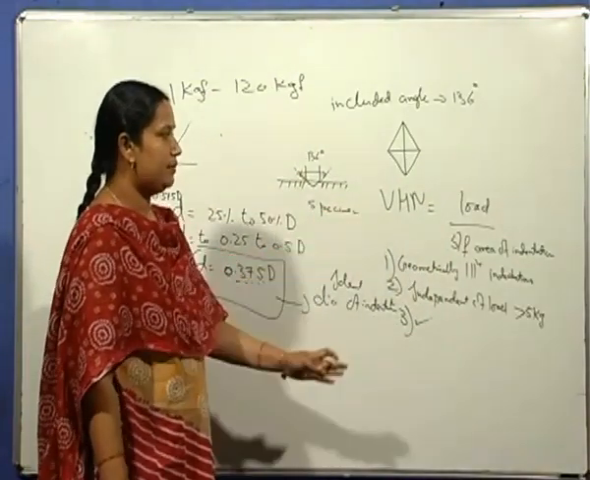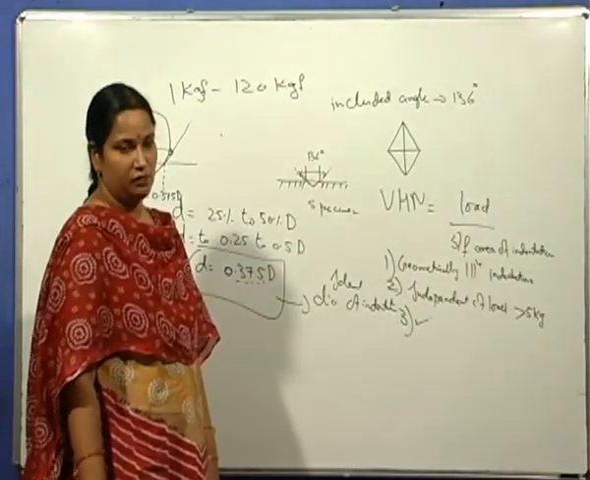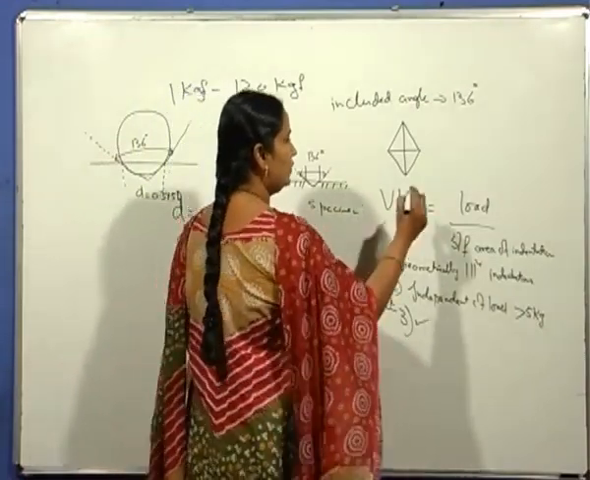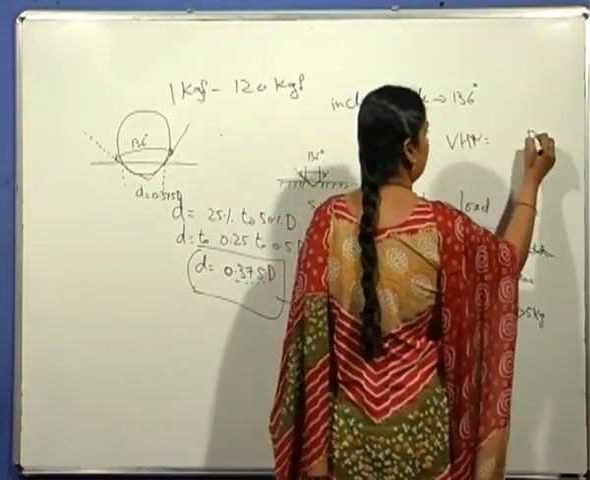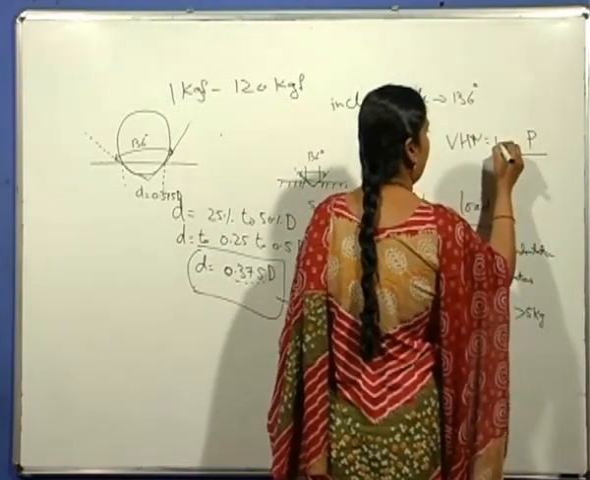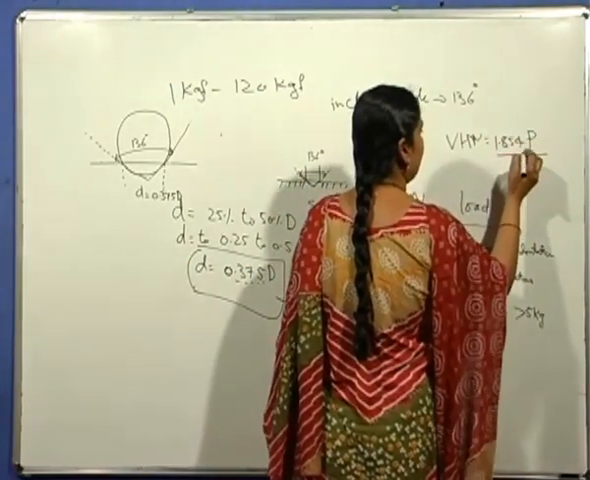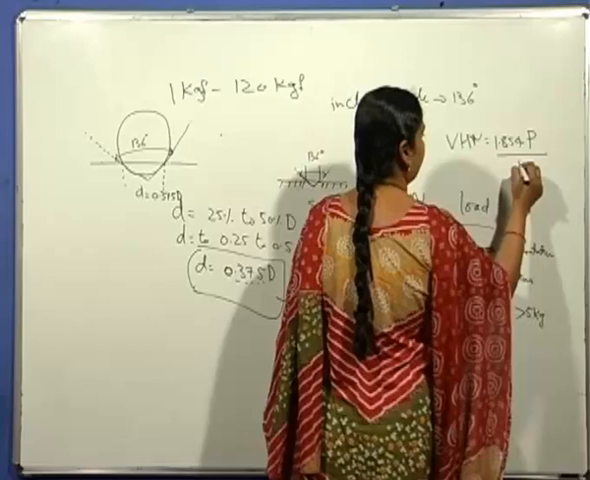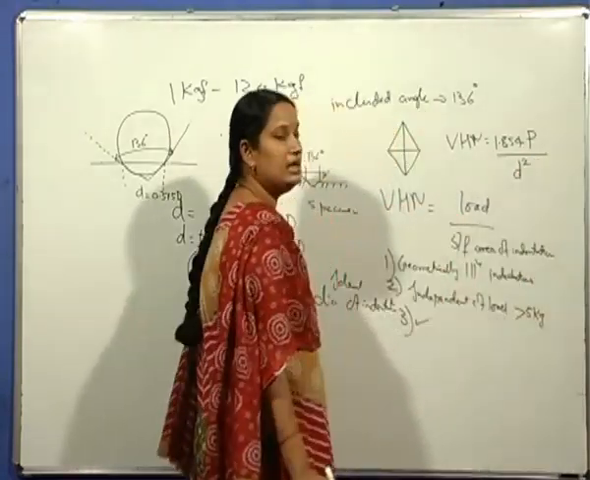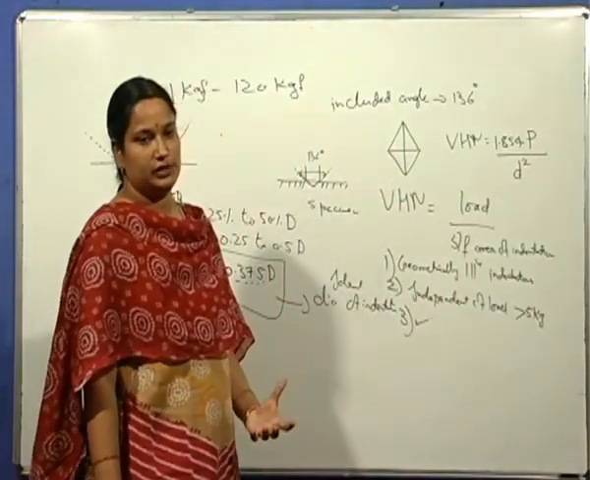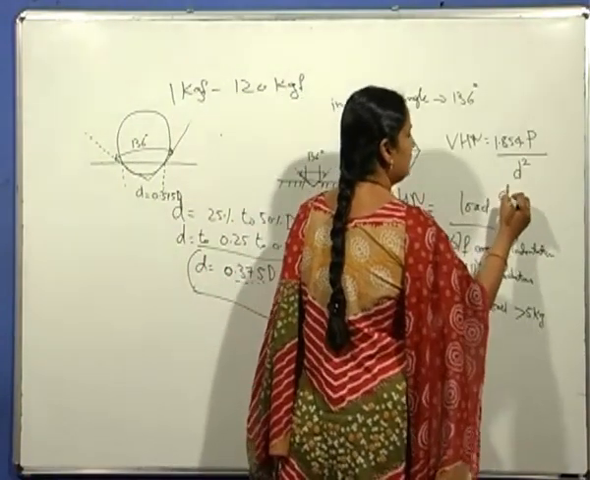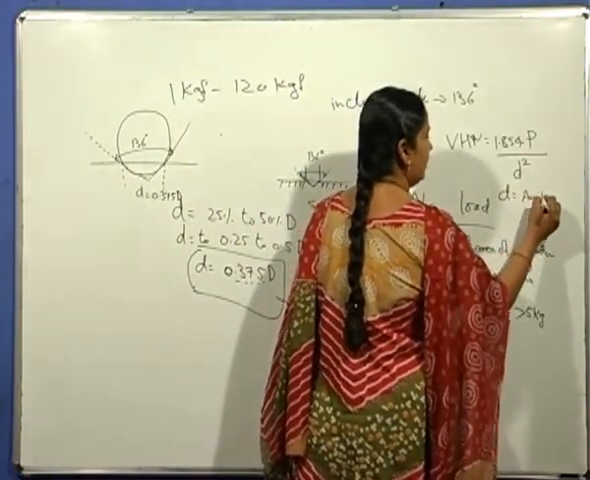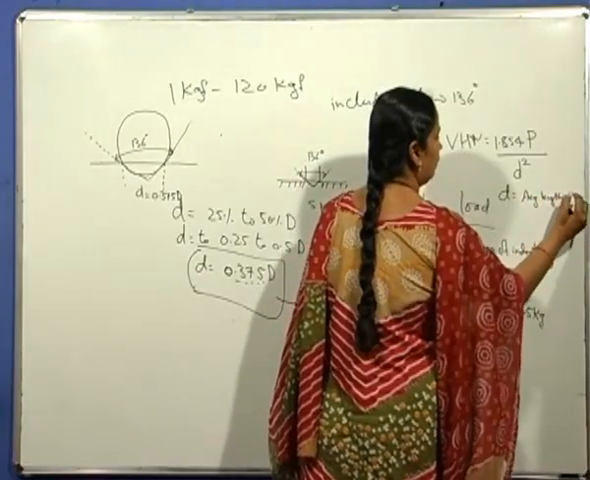Vickers hardness is given as load divided by the surface area of indentation, that is, VHN is equal to load by 1.854 into P by D square, where D is the length of the diagonal. Here, small d is equal to the average length of the diagonal.